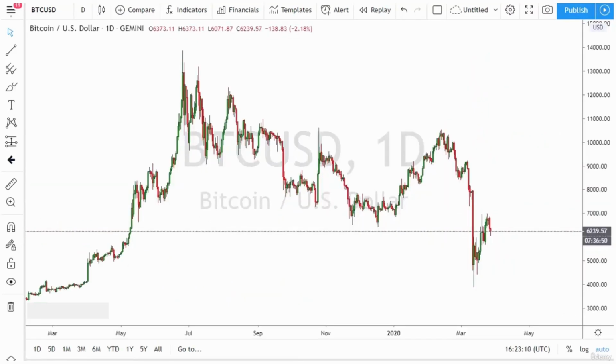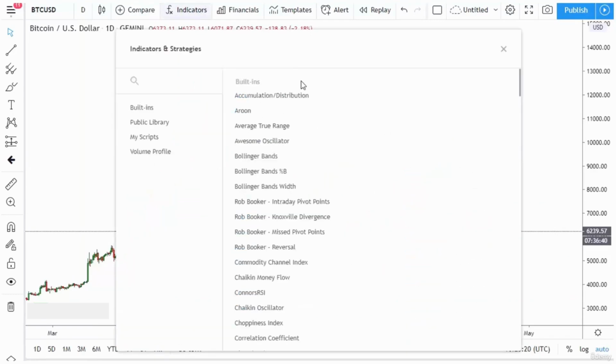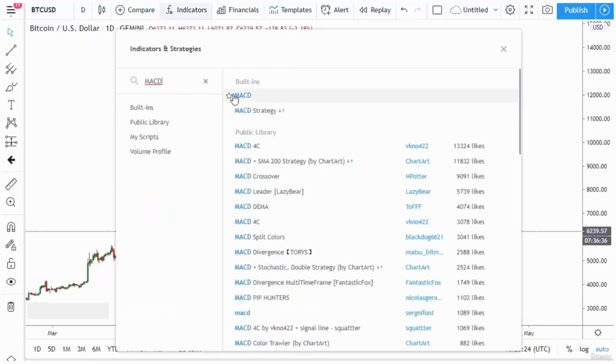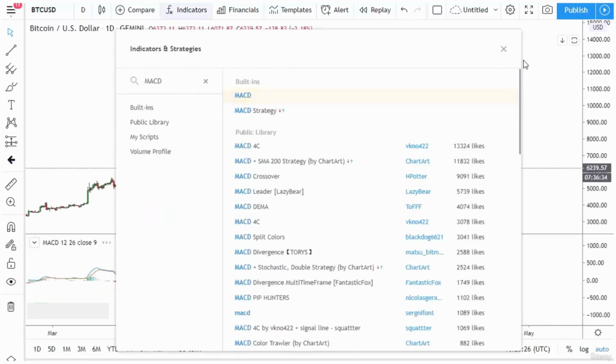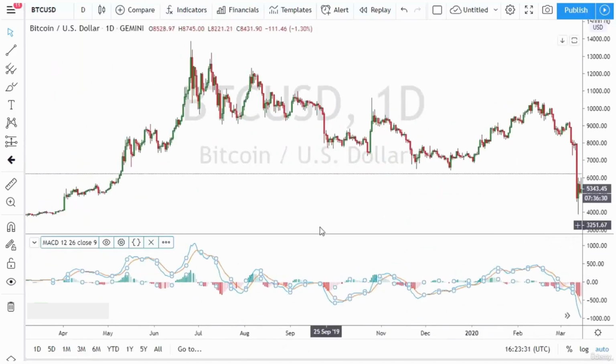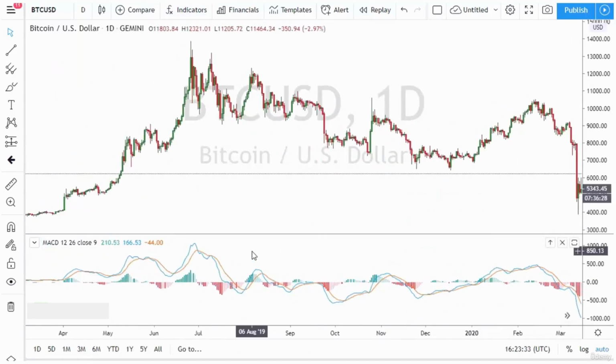In this video, we'll take a look at the Moving Average Convergence Divergence, or MACD indicator. First thing we'll do is we'll put that on the chart. So let's go ahead and click on Indicators. Type in MACD, and it'll come up. Make sure you click MACD and not MACD Strategy. And you can see it opens up a separate window underneath.